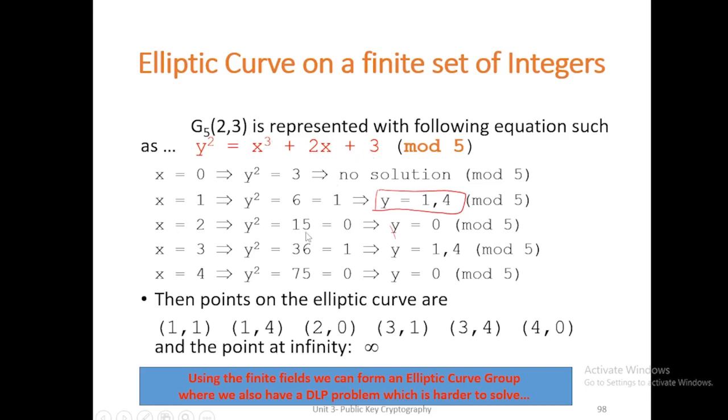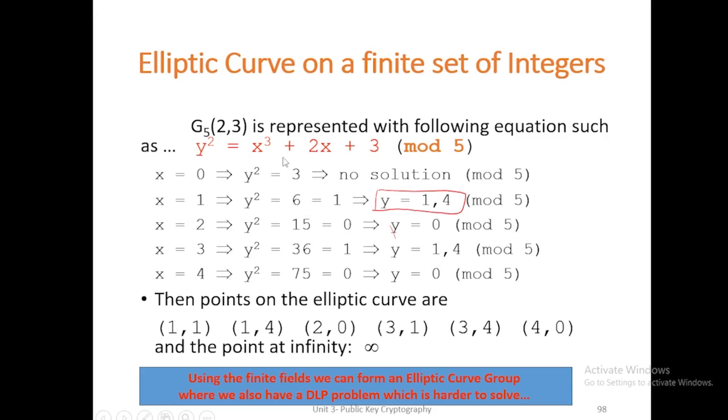So the answer is 15. 15 mod 5 is 0. So if y squared is equal to 0, y is 0. So this is the point. And consider x equal to 3. The answer is 3 cube plus 2 into 3 plus 3. So the answer is 36. So y square 36 means y is 6. 6 mod 5 is 1. So I already explained the 6 and 1 concepts. So the y values are also same for x equal to 3.